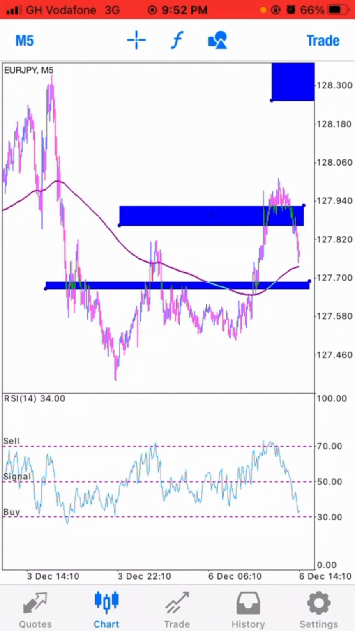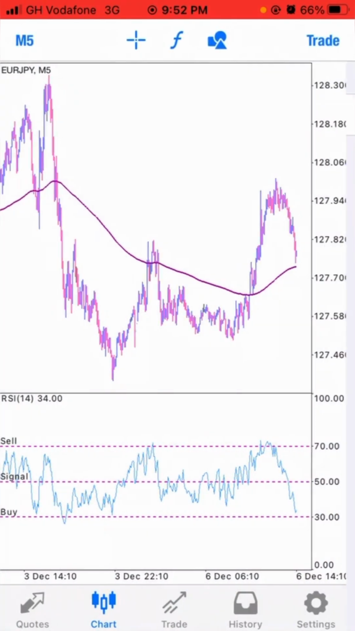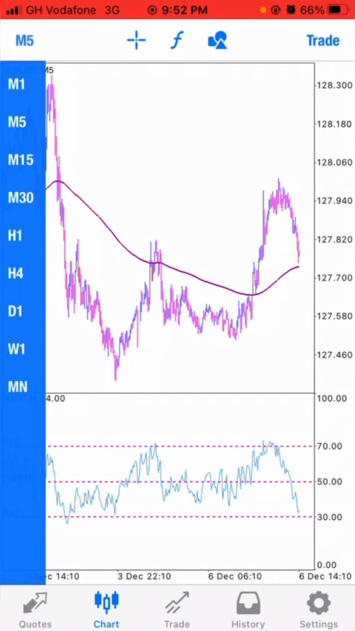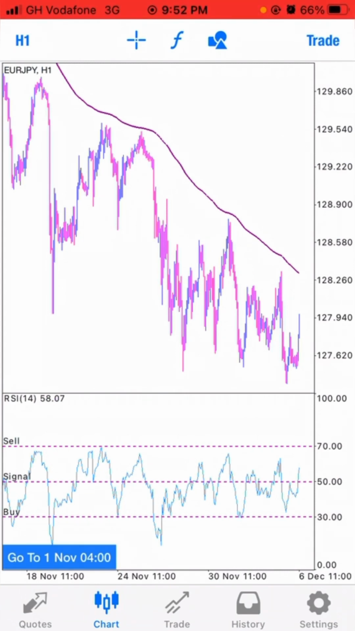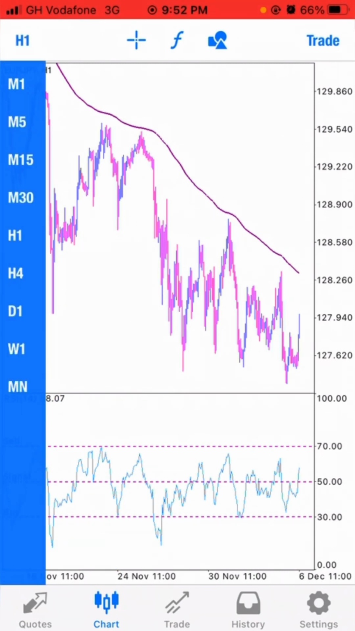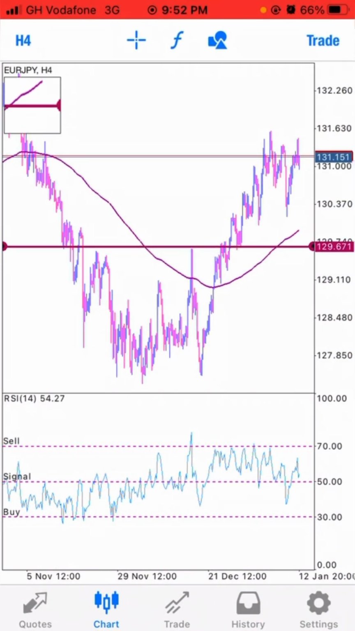Let me erase everything. Okay, and then we get a clean chart again. You can even do this on the 1 hour chart, but like I said, if you do it on the 4 hour or the daily, that's the best. You get the zones. And one trick is to spot where market broke above or beneath.